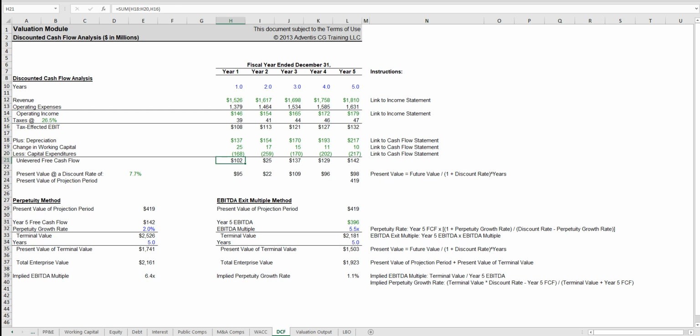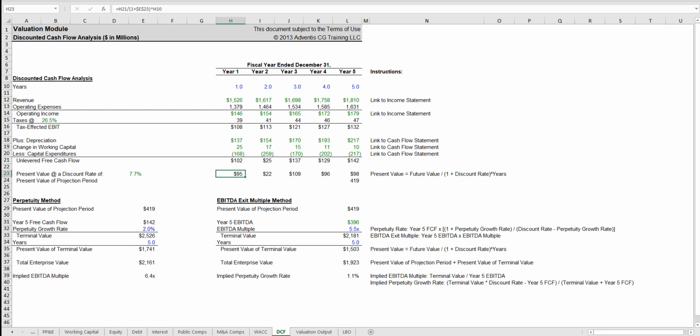Now that we have walked down to our unlevered free cash flow, it's time to discount. You can see here we have our discount rate, which is 7.7%. This is also known as the weighted average cost of capital, which is approximated based on our firm's market value of debt and equity. The formula to discount our cash flows is as follows.